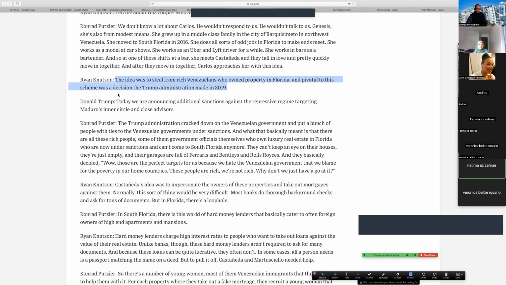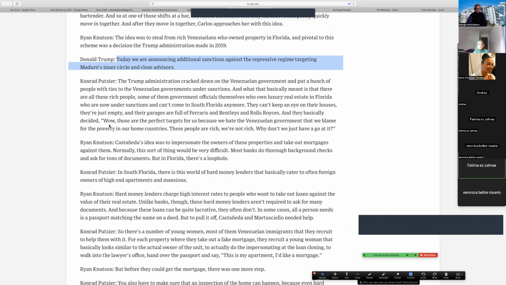Today we are announcing additional sanctions against the repressive regime, targeting Maduro's inner circle and close advisors.